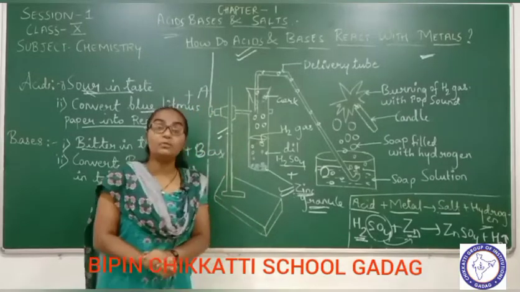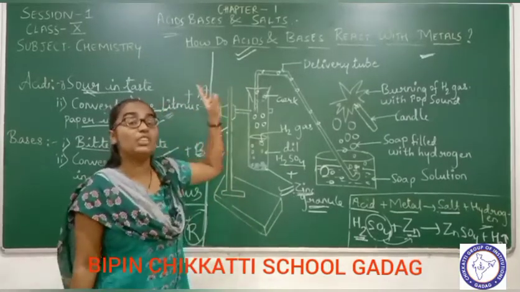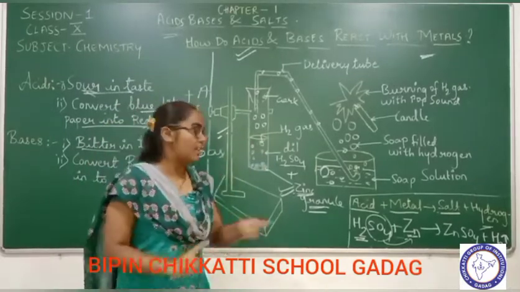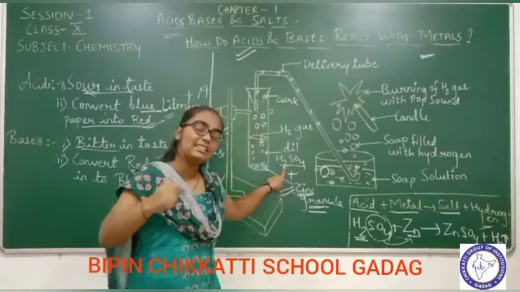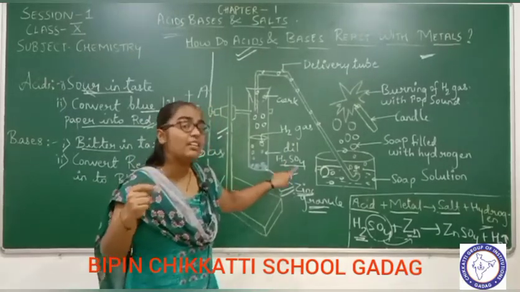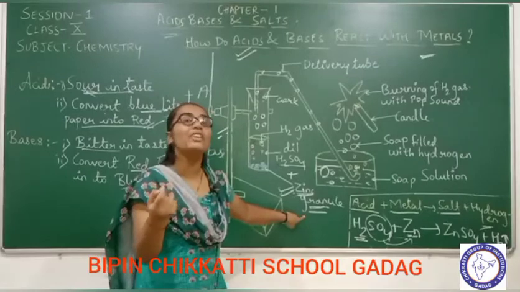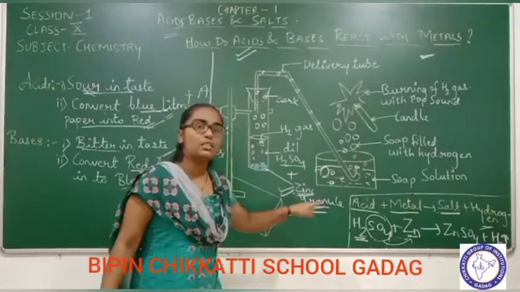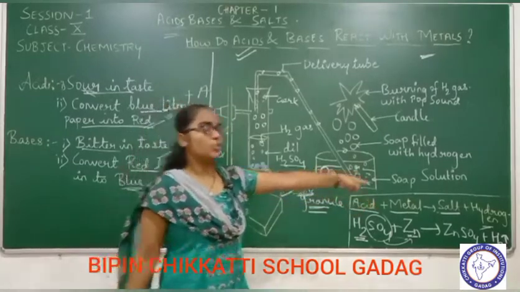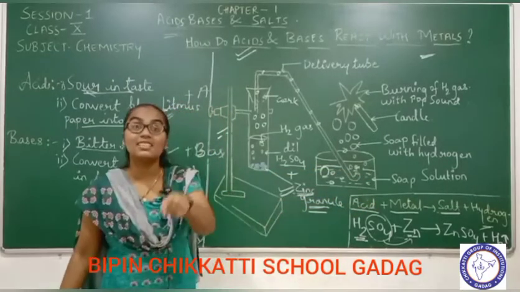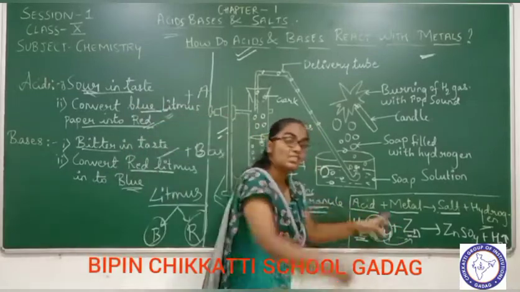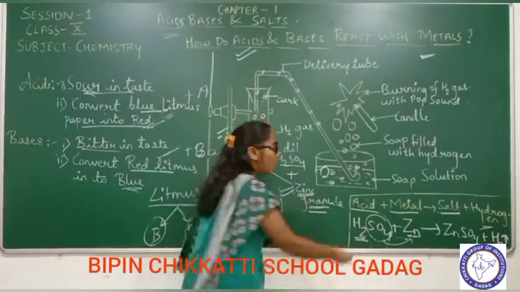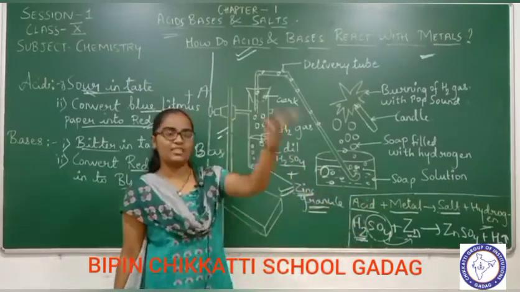Then apart from that, we studied how acid was treated with metal. Which acid did we take over here? Sulfuric acid, and along with that, which metal was getting reacted? Zinc metal, which is in the form of granules, right? So when sulfuric acid is treated with zinc metal, what was getting formed? Salt plus hydrogen gas. Which salt? Zinc sulfate. Why zinc sulfate? Zinc was displacing the sulfate ion to form zinc sulfate, and hydrogen gas gets evolved from there.